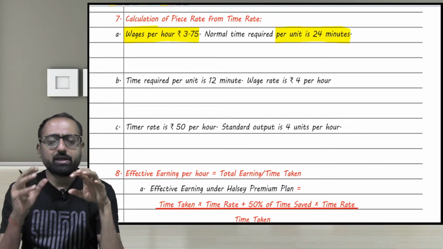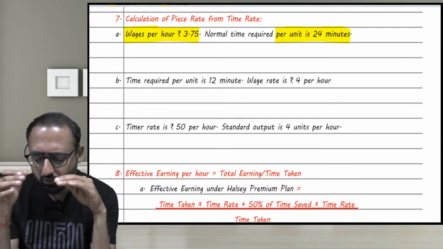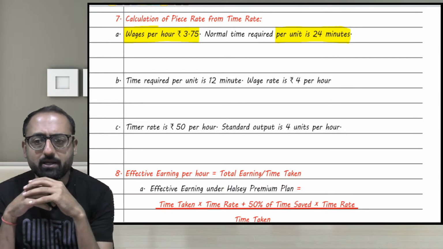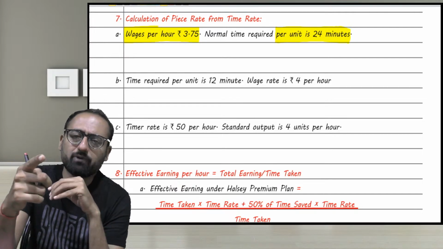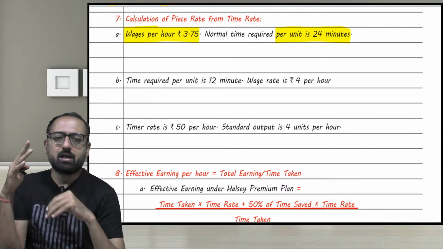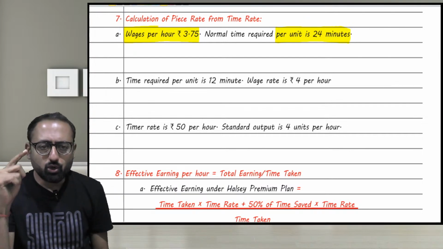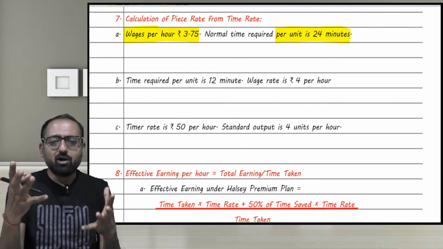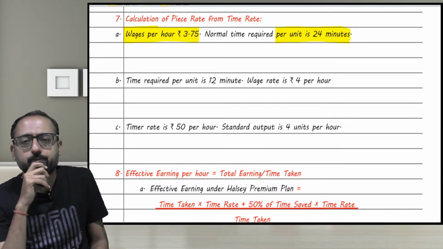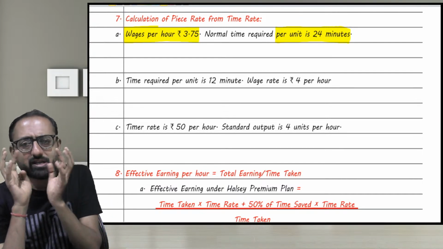Now, I'll give you a very simple line to calculate this. That simple line is: what you are paying to the worker and what the worker is giving back to you. I'll repeat my line. What you are paying to the worker and what that worker is giving back to you. So think of it, it is a barter system.